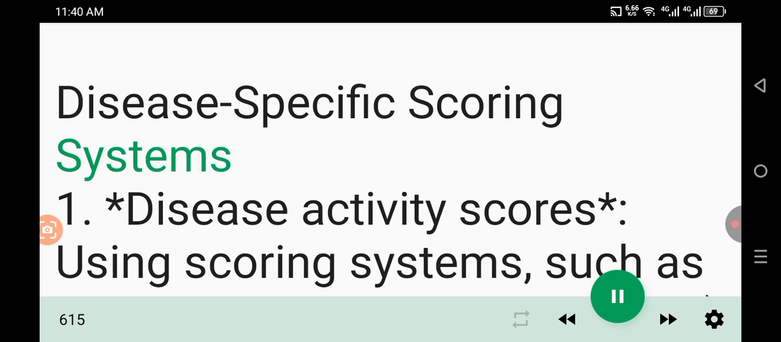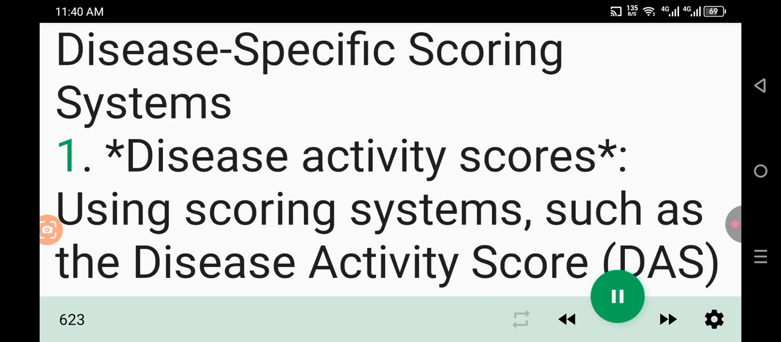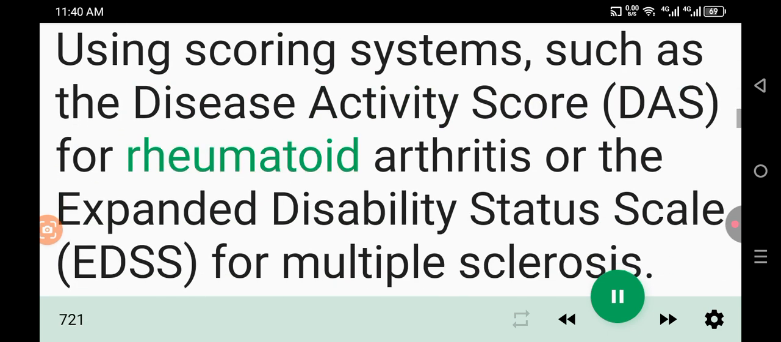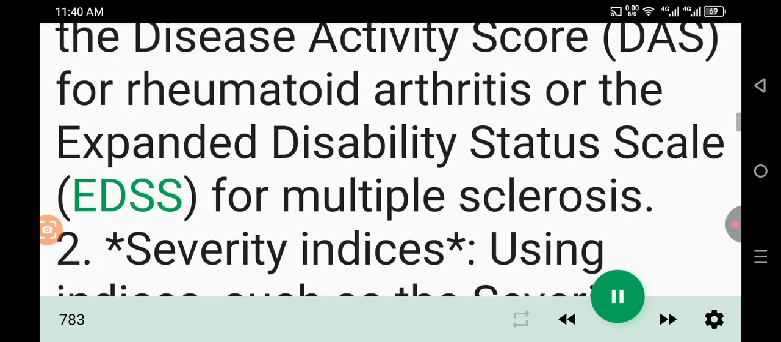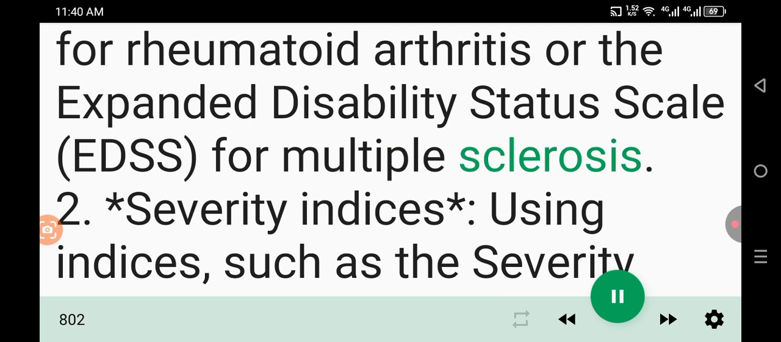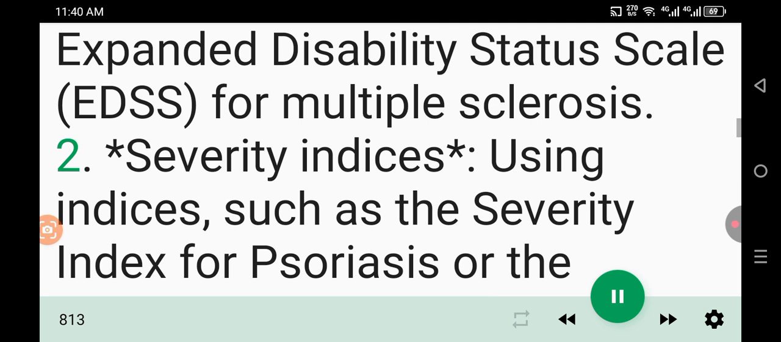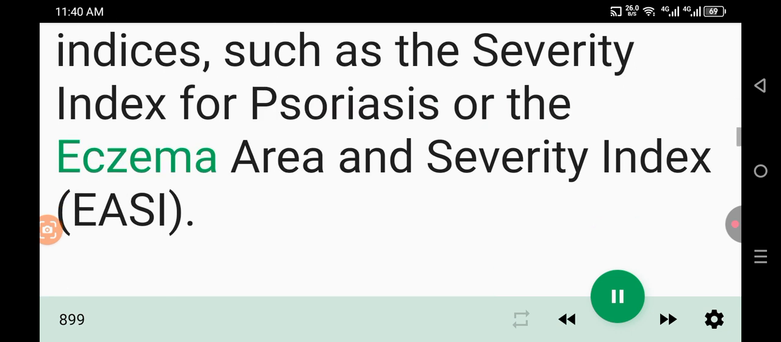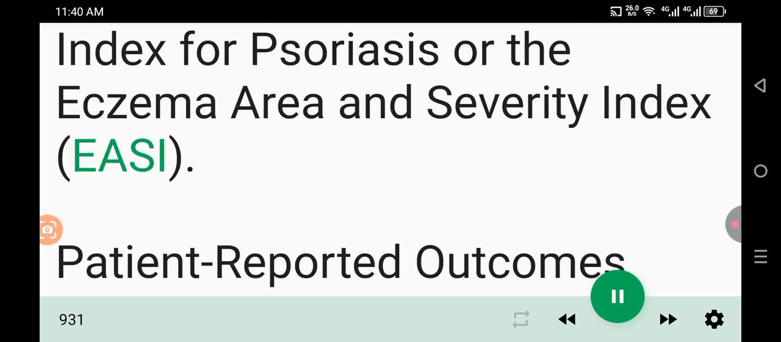Disease-specific scoring systems. 1. Disease activity scores. Using scoring systems, such as the Disease Activity Score, DAS, for rheumatoid arthritis or the Expanded Disability Status Scale, EDSS, for multiple sclerosis. 2. Severity indices. Using indices, such as the Severity Index for psoriasis or the Eczema Area and Severity Index, EASI.